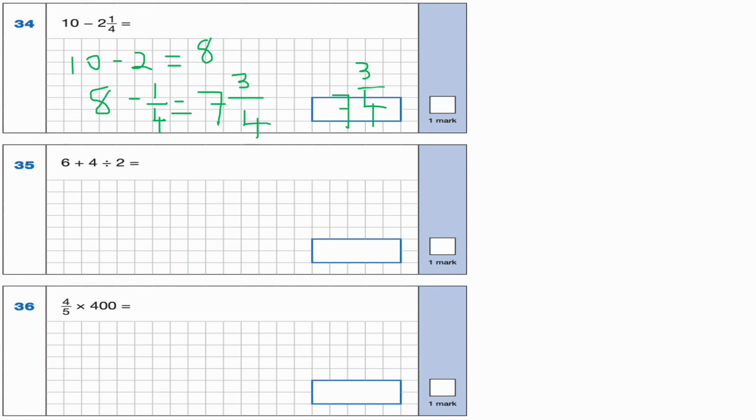Question number 35, it's using BIDMAS, 6 plus 4 divided by 2. So I'm going to do 4 divided by 2 first. So 6 plus 2 is 8. Okay, I don't do 6 plus 4 first. I do BIDMAS or BODMAS. Okay, brackets, indices, okay, or other, division, multiplication, addition, and subtraction.